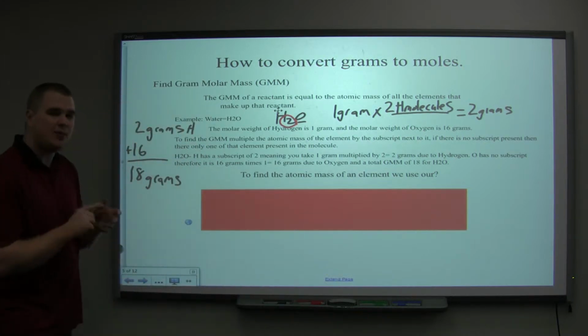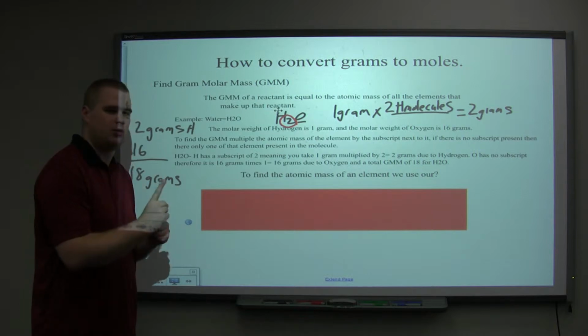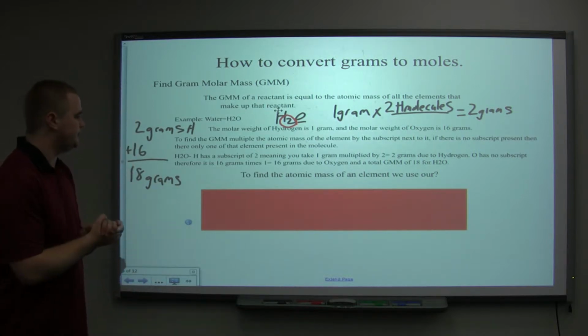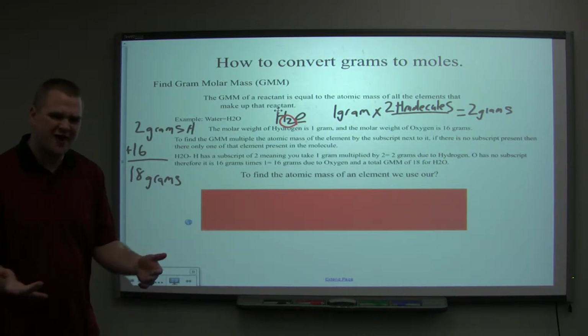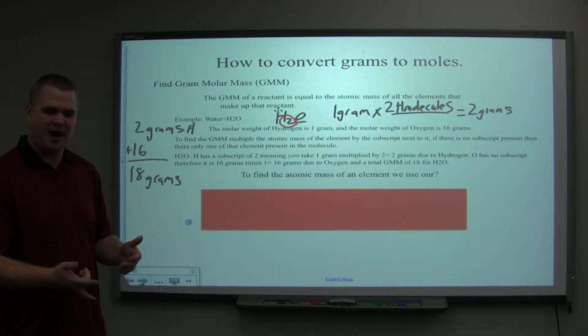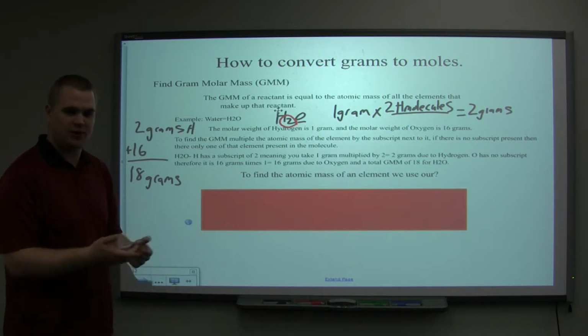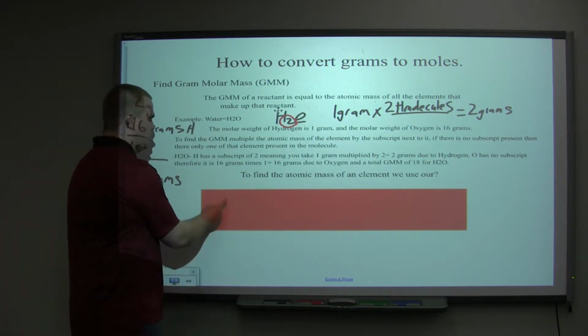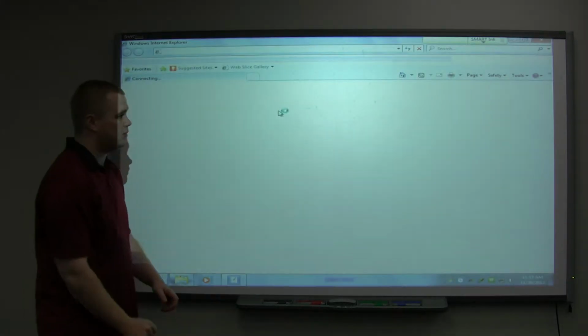That is how many grams of water are in 1 mole of water. So, you might be asking yourself, where do I find this atomic mass? You know, it's not like we can just come up with them out of our heads, you can't make them up. So, you find this on your periodic table.